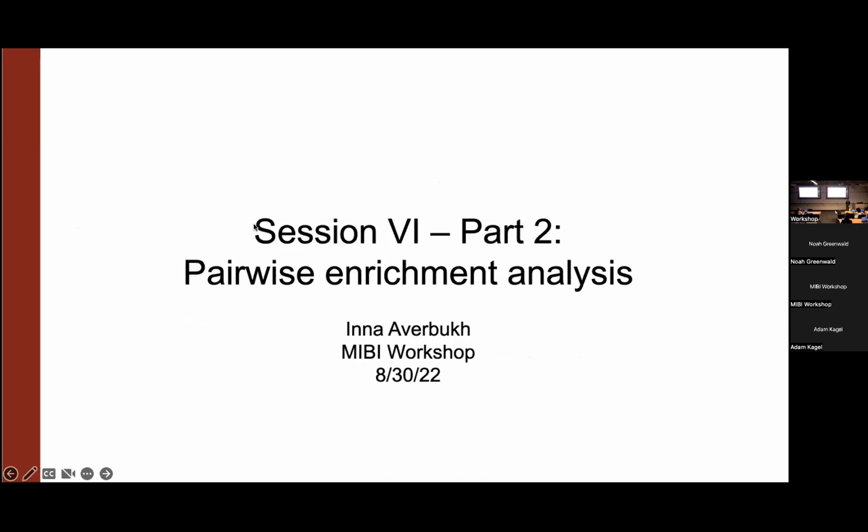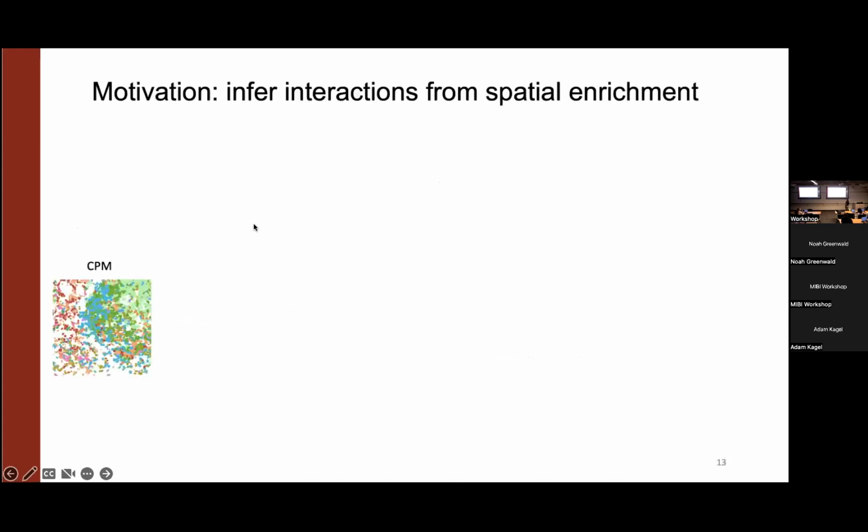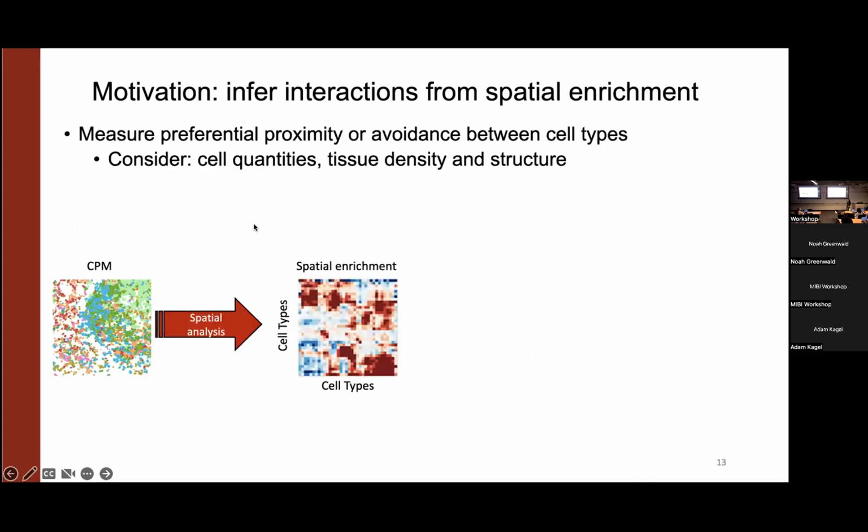Okay, so now we're going to go into a bit more detail into the pairwise enrichment algorithm and the various options you can use when you're running it and how to actually run it as a part of ARC analysis. Right, so back to our favorite image, the cell phenotype map. What we would like to do is take our cell phenotype maps for each of our FOVs, do our space analysis, and get this type of output, a heat map that indicates the z-scored spatial enrichment of each cell type against the other cell types.